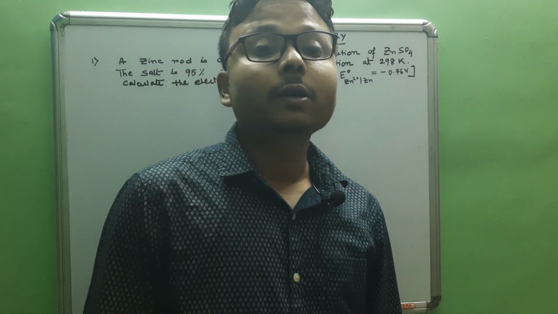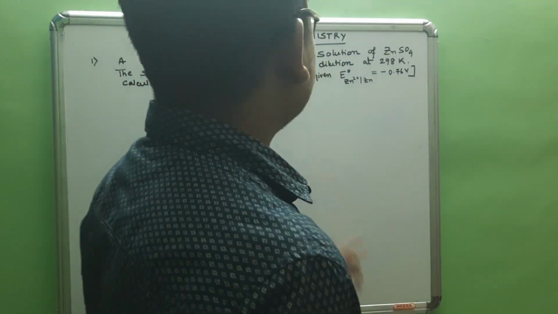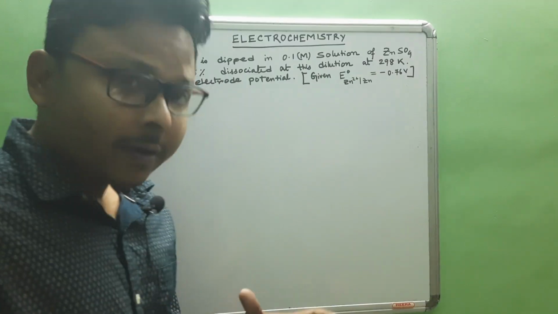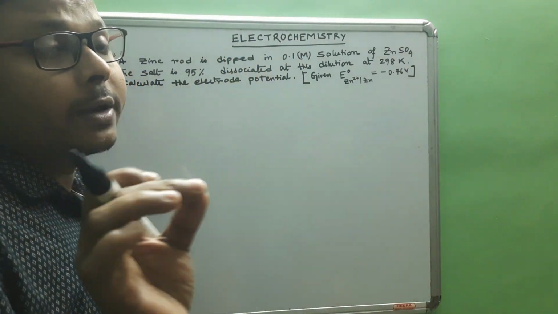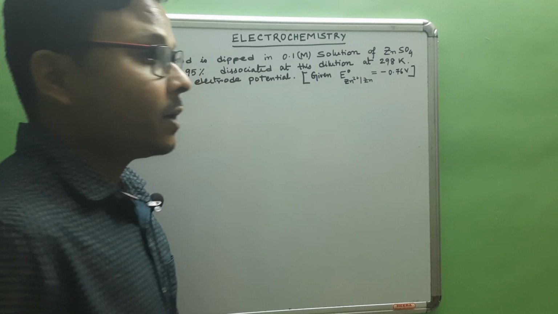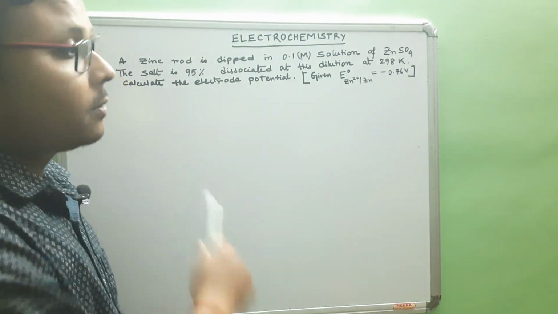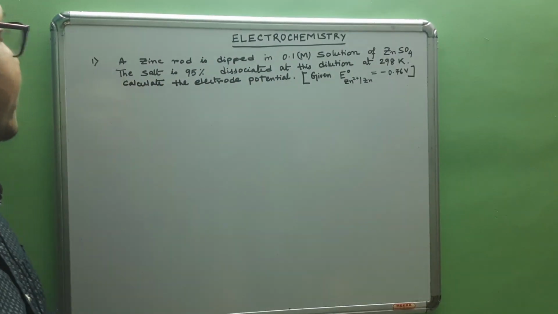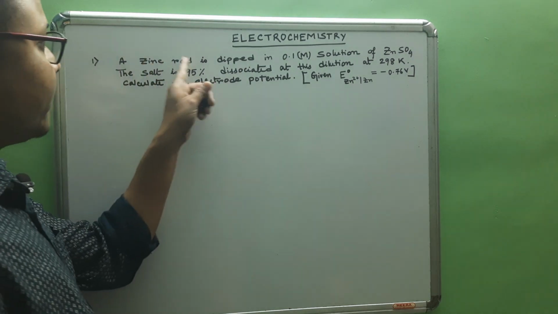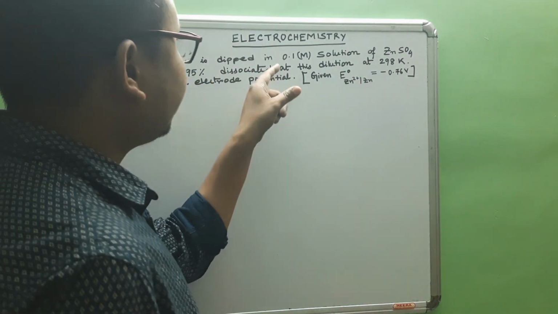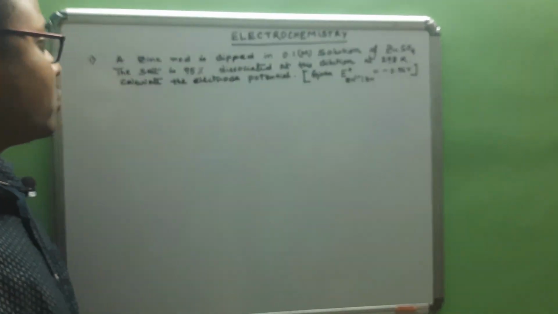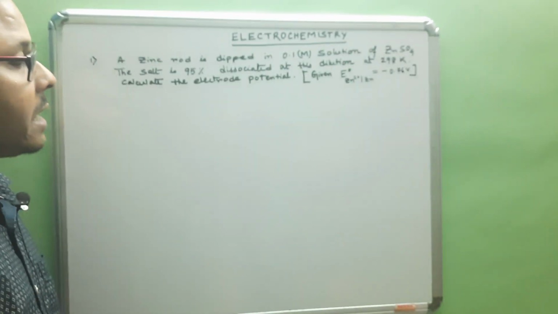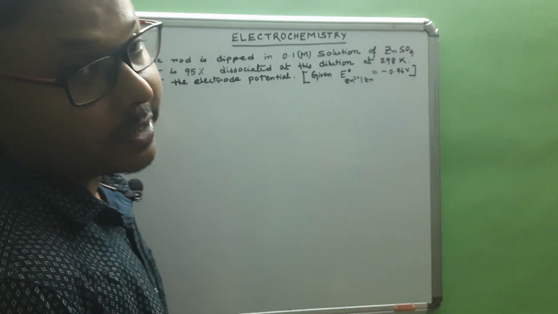And today we're going to discuss electrochemistry, and more precisely, we are going to solve some tricky numerical problems on electrochemistry. Our first problem on our whiteboard says: a zinc rod dipped in 0.1 molar solution of zinc sulfate, and the salt is 95% dissociated at this dilution at 298 Kelvin.